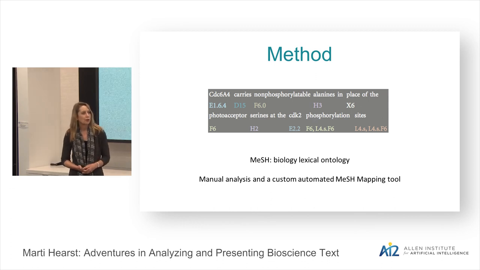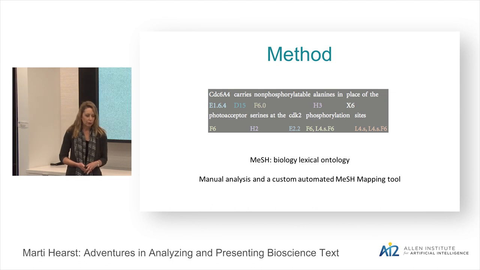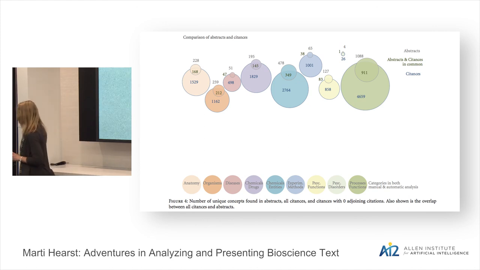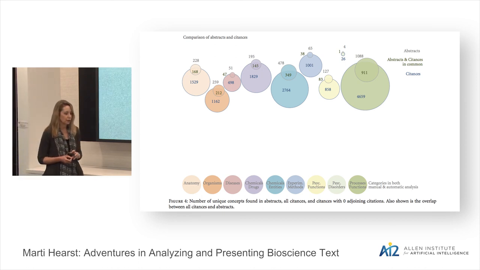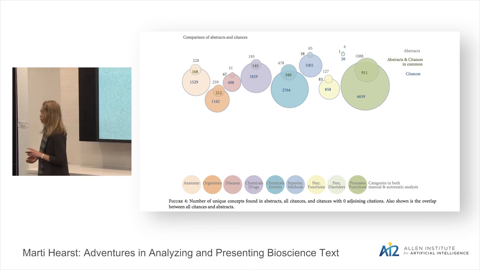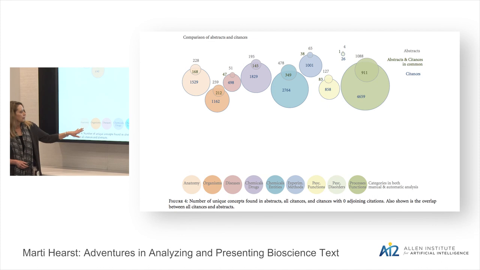MeSH is a very detailed lexical ontology, it's pretty much a hierarchy. And so we isolated different types of categories from that hierarchy and did a very detailed manual analysis followed by an automated analysis with some cross-checking to see how accurate the automated analysis was vis-a-vis the manual analysis. And we had a custom MeSH mapping tool that we developed for some TREC competitions. All right, so the categories we used were anatomy, organisms, diseases, chemical drugs, entities, experimental methods, psychological functions, and so on, derived from MeSH. And you know, they're color-coded here.